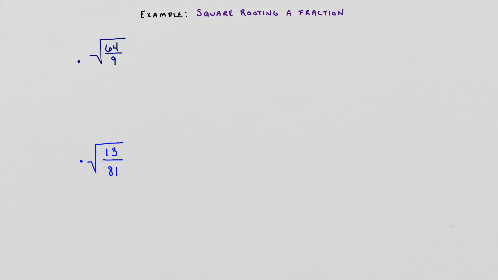For our last set of examples, we're going to take a look at square rooting a fraction. Before we begin, remember that a square root is basically a special notation for a fraction exponent. So in other words, the square root of 64/9 is saying the same thing as 64/9 raised to the 1/2 power. So this is why you're seeing it in this exponents video. We can use what we learned in the previous set of examples to help us evaluate these square root expressions.